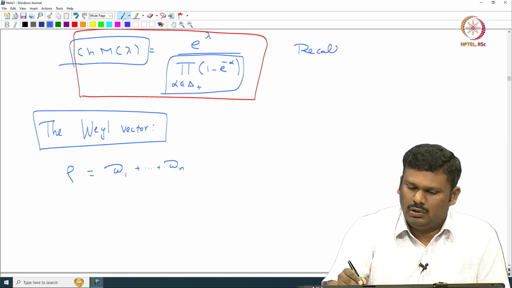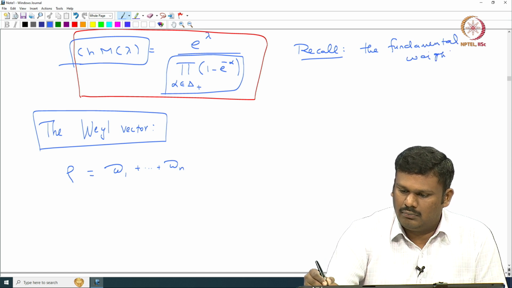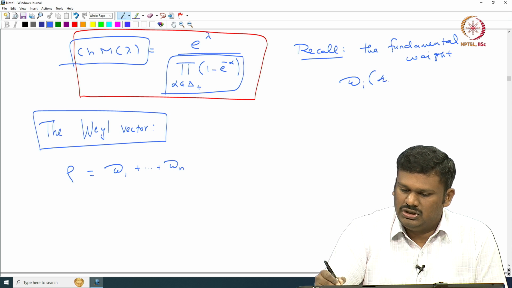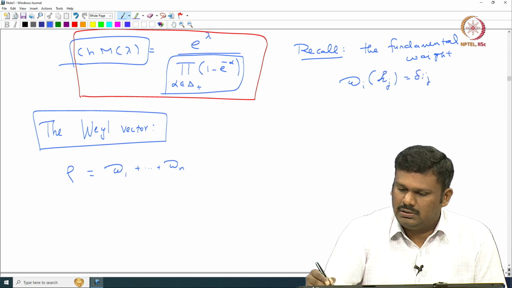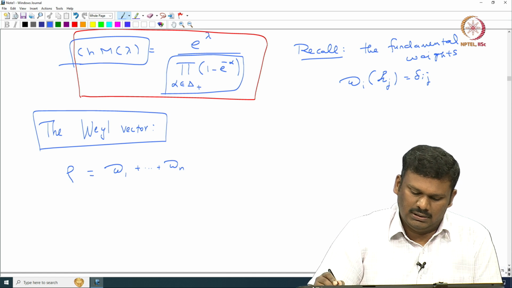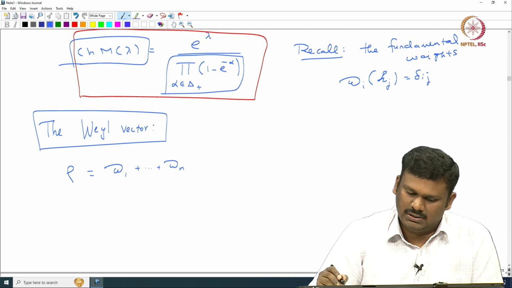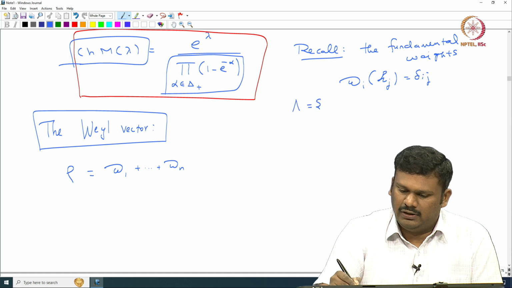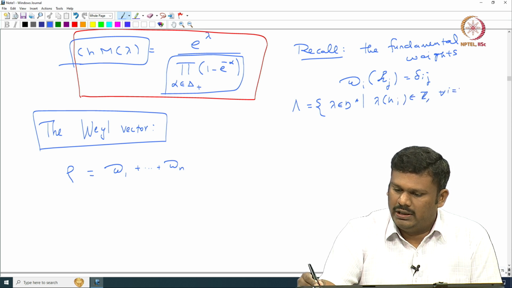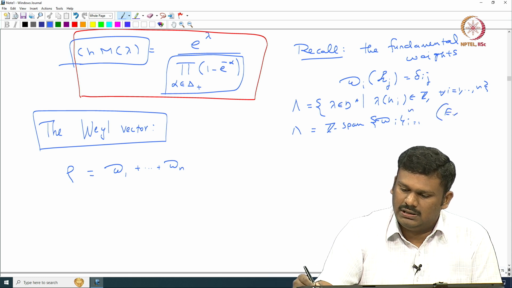So, recall what the fundamental weights are. The fundamental weights are defined by omega i of h j equals delta i j. Okay. So, that is how we have defined the fundamental weights. Now, if we take any weight in the weight lattice, that will be written as a Z linear combination of fundamental weights. That is something we have already seen. The weight lattice is defined to be those lambda in h star such that lambda of h i is an integer for all i ranging from 1 to n. Then using the fundamental weights, one can see that this is the Z span of omega i's, i ranging from 1 to n. Okay. If you have not done this exercise, you should do it.